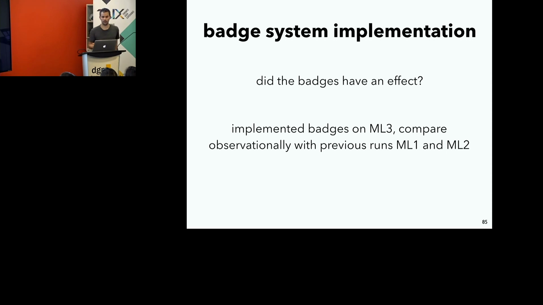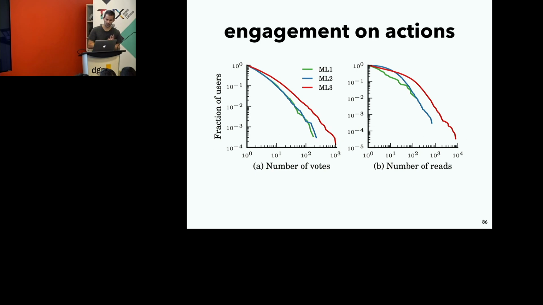And so very simply, we had this question: did the badges have any effect at all? This is an observational study, because we didn't split the class into two and randomly put some users in one of the classes and none in the other. All we can do is an observational study between ML3 and the first two runs of machine learning, just to give that caveat. Here's what the distribution of engagement looks like. These are log plots of the distribution of actions, both on voting and on reading. The green and blue curves are ML1 and ML2, and the red curve is ML3.